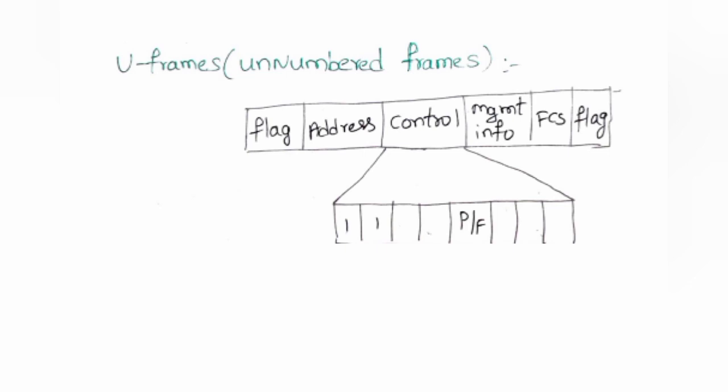So these are the different types of frame types in the HDLC, and the poll are finally same as the remaining frames.